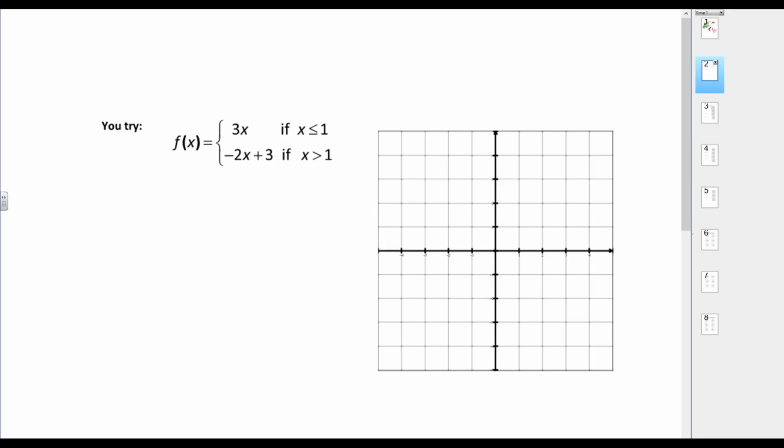All right, guys, I want y'all to pause now and do this example. All right, guys, go ahead, take a minute and check your work.